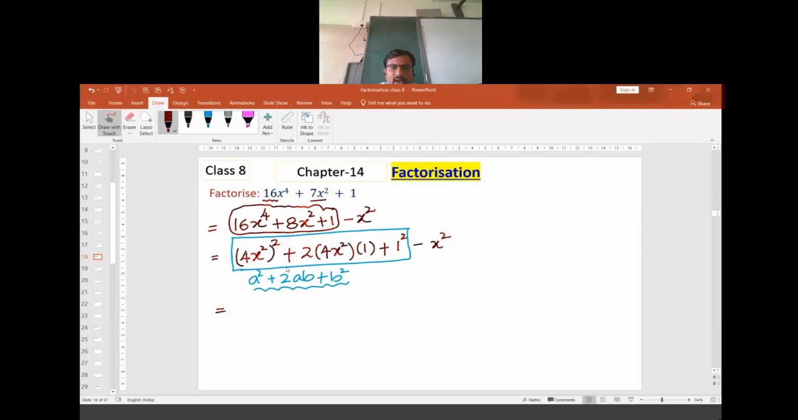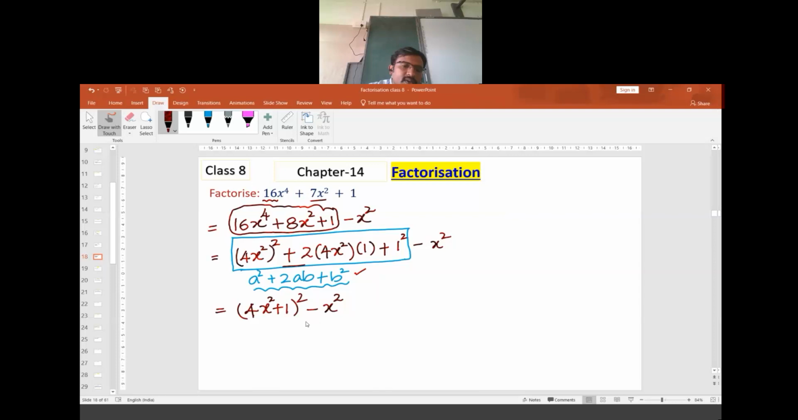I wrote in this format so that I can use this identity: a square plus 2ab plus b square is a plus b whole square. So 4x square plus 1 whole square. Whatever is there in the rectangular box here, I have written, followed by, I have to write this also, minus x square. Sir, we have to write 4x square, right? Correct. Very good. 4x square plus 1 whole square. Is it correct now? Yes, sir.